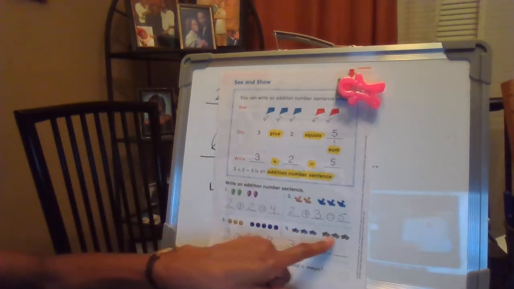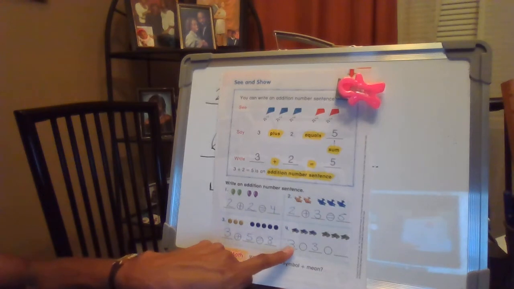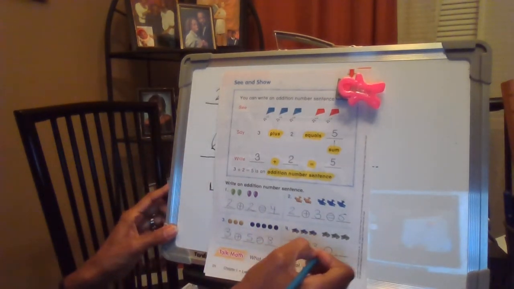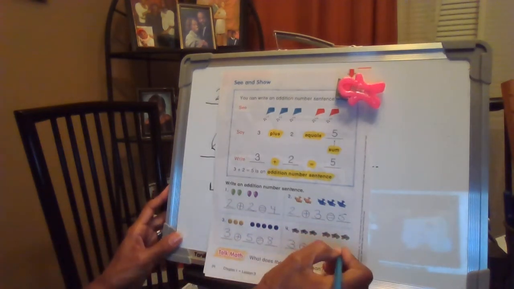Now we got to join the two groups of cars. Write a symbol. 3 plus 3 equals, so count how many there are in all. 1, 2, 3, 4, 5, 6. Write the number 6.